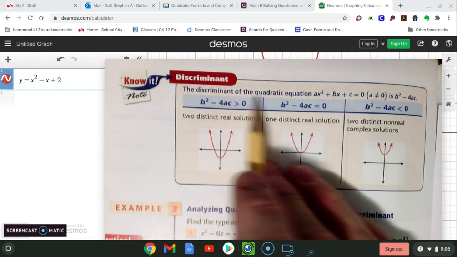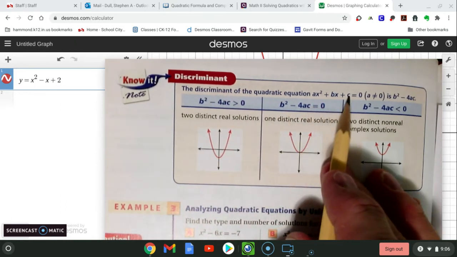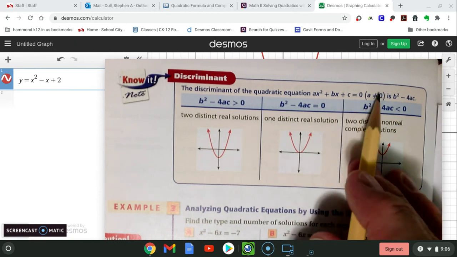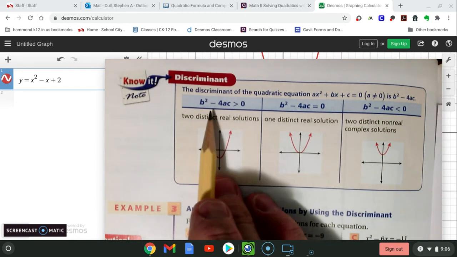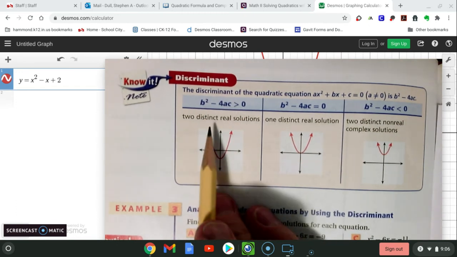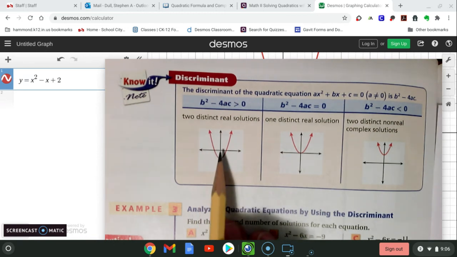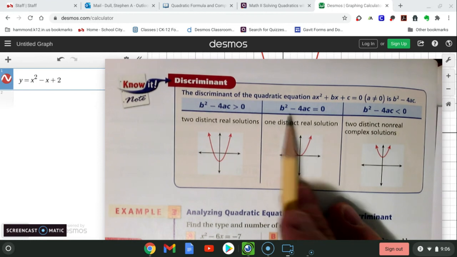The discriminant of the quadratic equation ax squared plus bx plus c equals 0, with a not equal 0, because if a is 0, you don't have a quadratic, is b squared minus 4ac. If that value is positive, so if you have a positive number underneath the radical sign, you're going to have two distinct real solutions. What about if that value under the radical is 0?